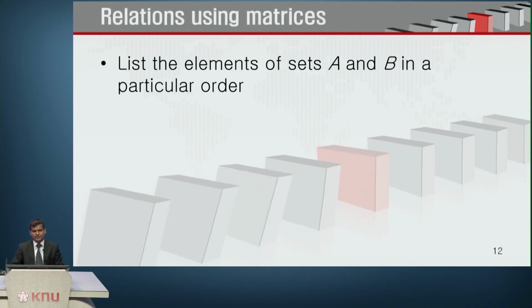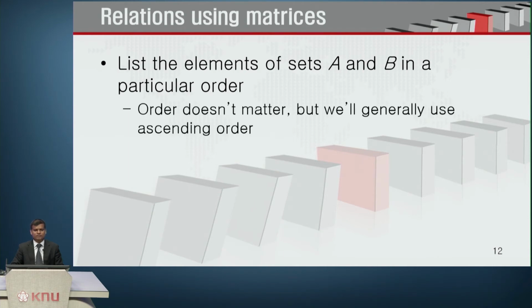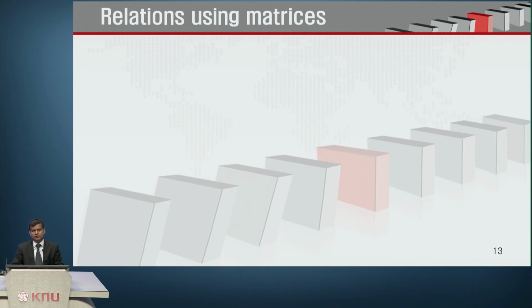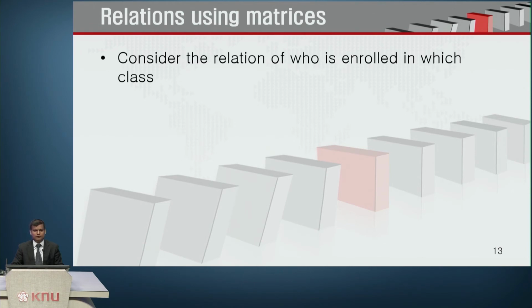Relations using matrix. List the elements of sets A and B in a particular order. Order doesn't matter, but we will generally use the ascending order for us to understand easily. So create a matrix M sub R equals Mij, where Mij is 1 if (Ai, Bj) is an element of R, and it's 0 if it's not an element of R. So let this be a matrix here.